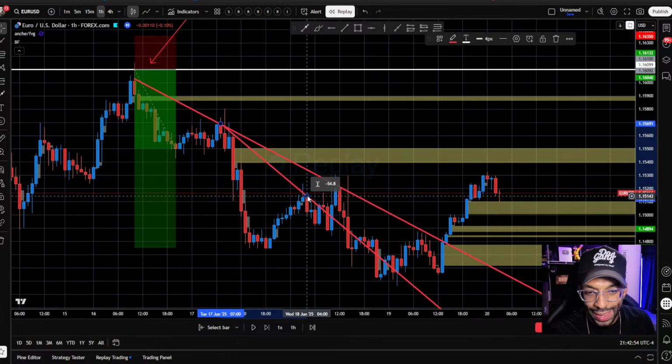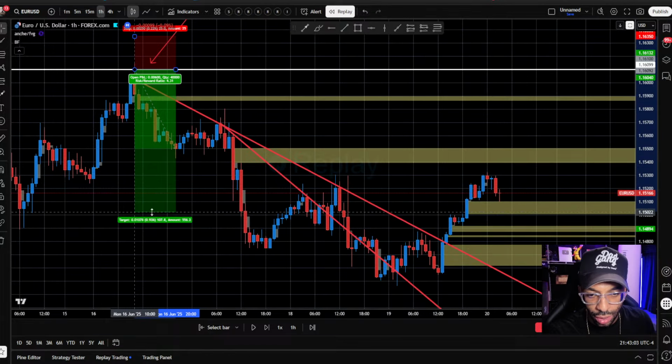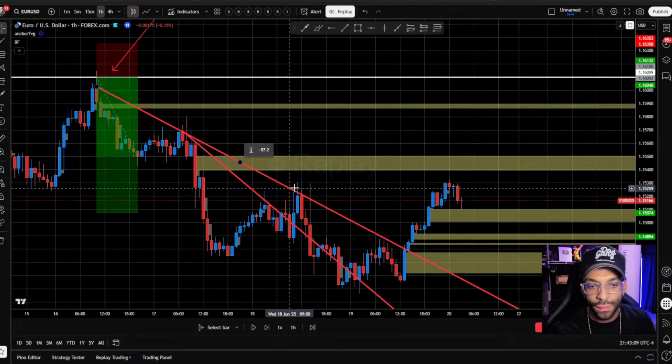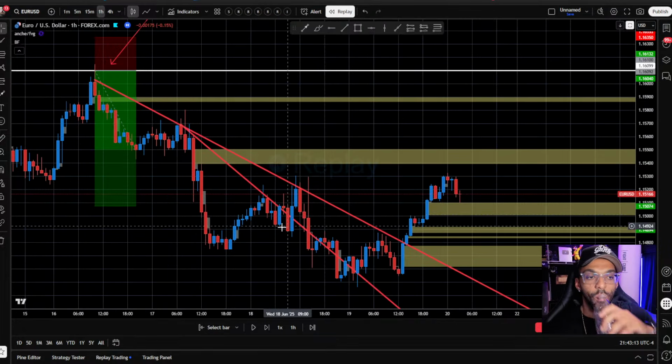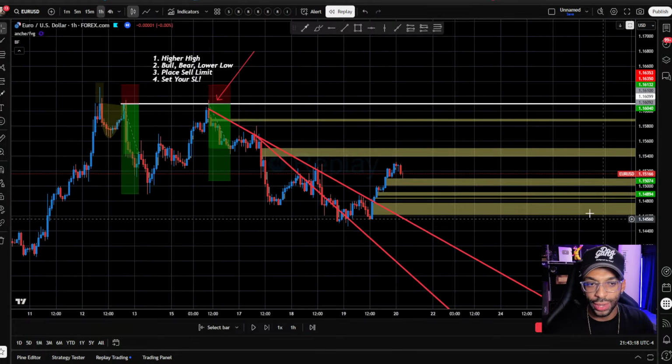I would have to this pullback. Once we broke this line, which is right here, technically right here, I would have been out of the trade already. So I personally would have caught about a 1 to 4 yet again. All right. Fire or what? 4 back-to-back examples. What are you guys thinking?